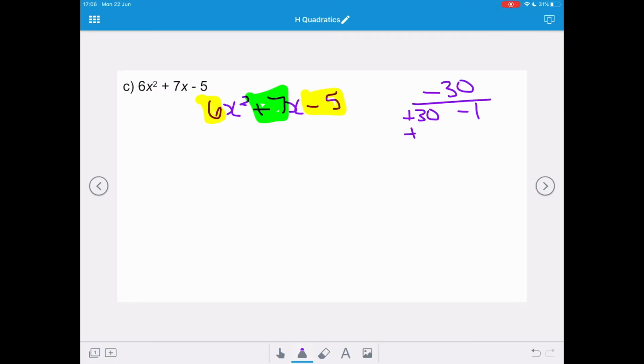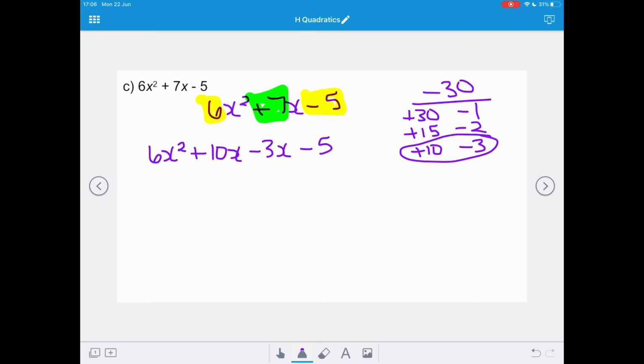That gives us plus 29. That's not going to work. Plus 15 and minus 2 gives us plus 13. That's not going to work. Plus 10 and minus 3 does give us the plus 7 that we want. So we're going to substitute that back in place of the 7x. So we'll get 6x squared plus 10x minus 3x minus 5.